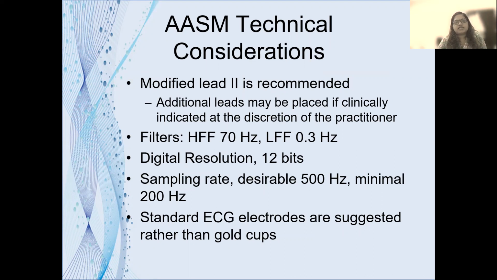Now the AASM technical considerations are: we use the modified lead 2, which is recommended. Additional leads may be placed if clinically indicated at the discretion of the practitioner. The high frequency filter should be 70 Hertz and the low frequency filter 0.3 Hertz. The digital resolution should be 12 bits. Sampling rate desirable is 500 Hertz and minimal is 200 Hertz. And standard ECG electrodes are suggested rather than the gold cups.